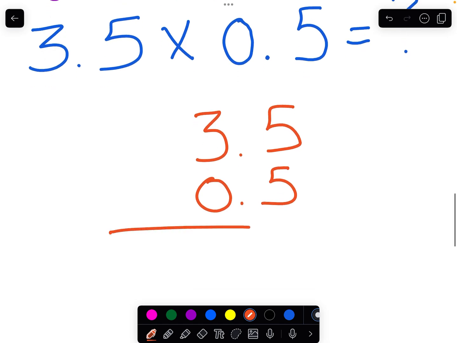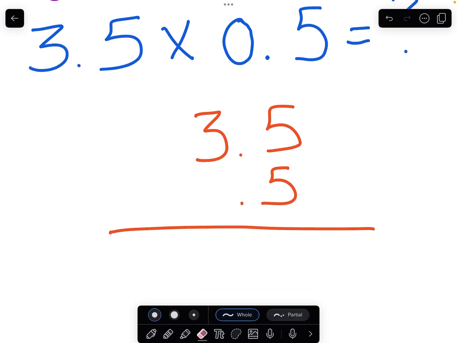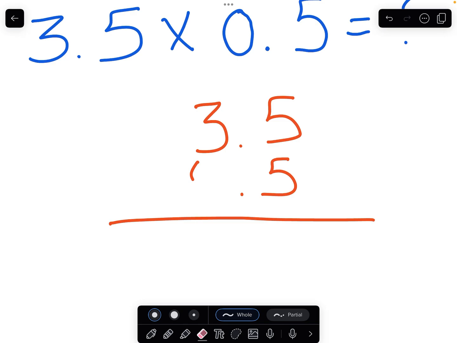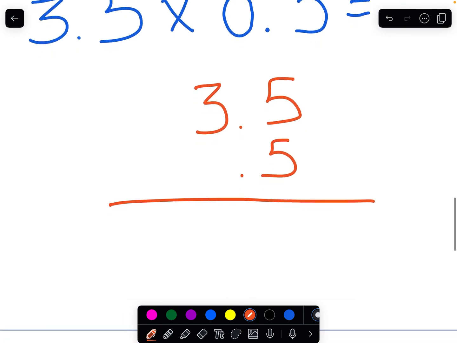Now, it's your choice whether or not you want to keep the 0 here, all right? You don't need it. If you do the problem with the 0, it actually won't affect your answer, but it's kind of extra work, so I'm just going to erase it because I can do the problem with just 3.5 times 0.5. I'm already noticing that my answer is going to have 2 decimal digits because I have 1 in each factor, and 1 plus 1 equals 2. Okay, let's do the problem.